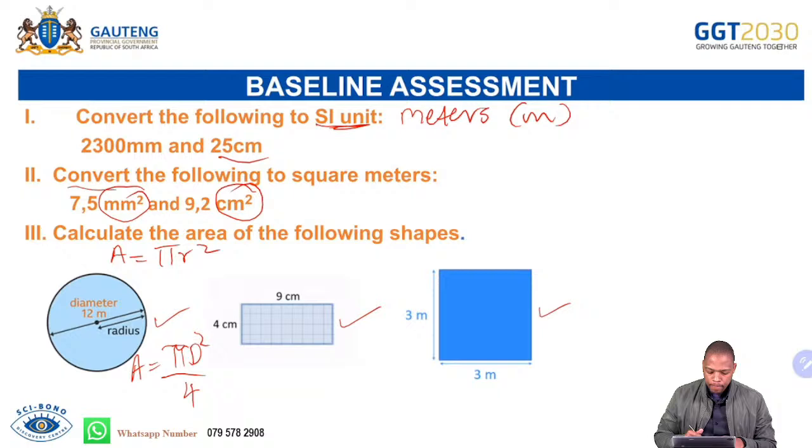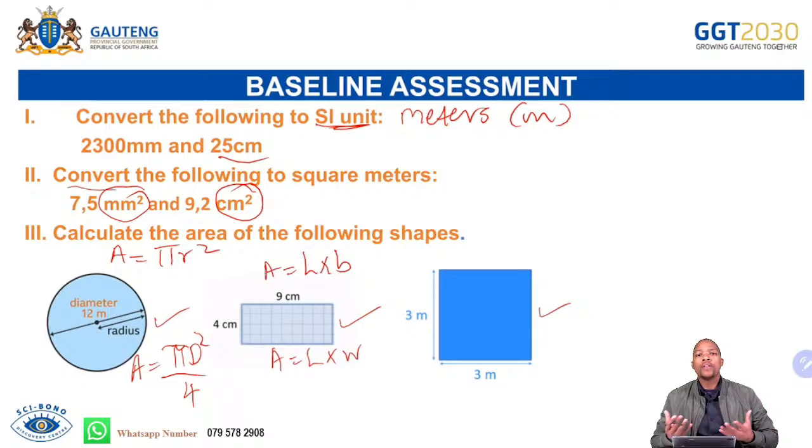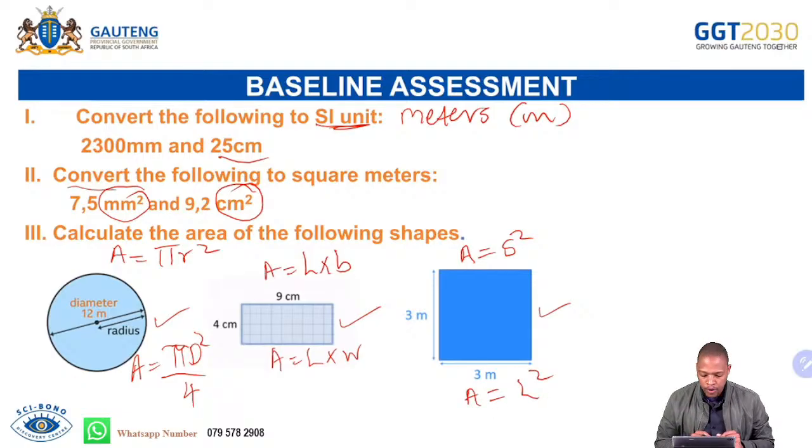And then the formula to calculate the area of a rectangle will be A equals length times breadth, okay? If not, area equals length times width. Whichever one you decide to use, we are fine with. And lastly, the formula to calculate the area of a square: area is side squared. Other people say area is length squared. Again, whichever one you are most comfortable with.